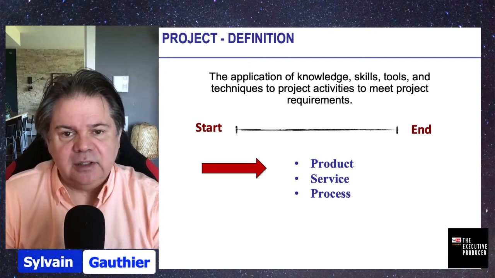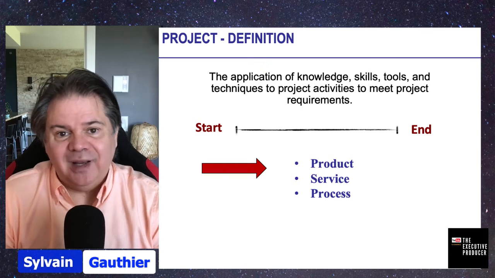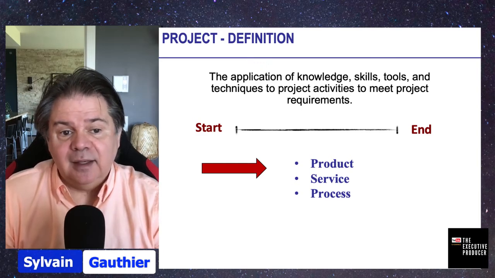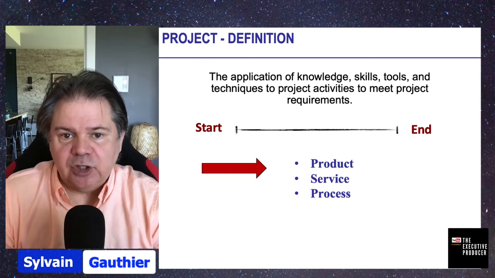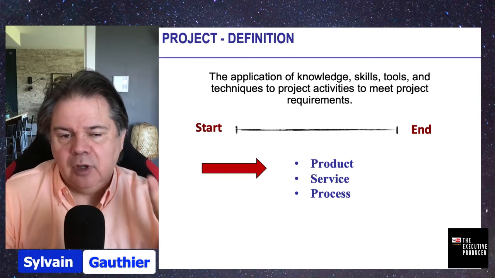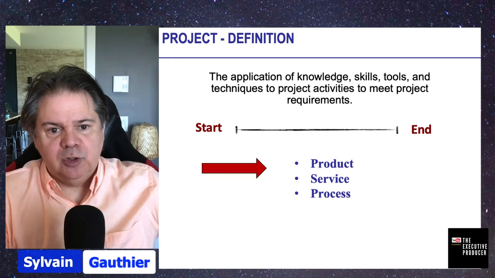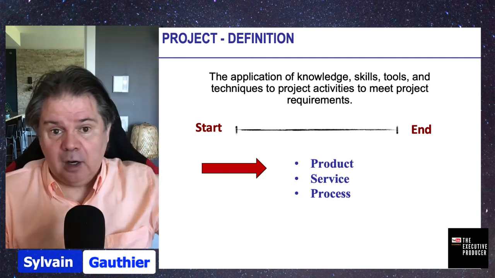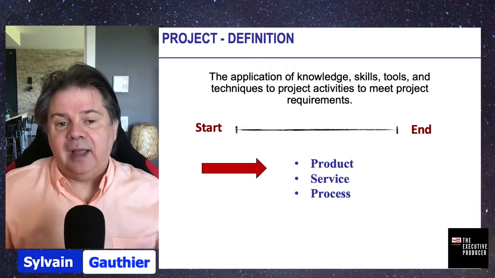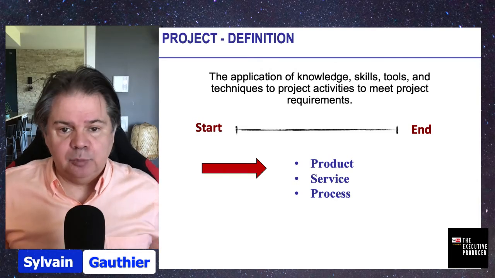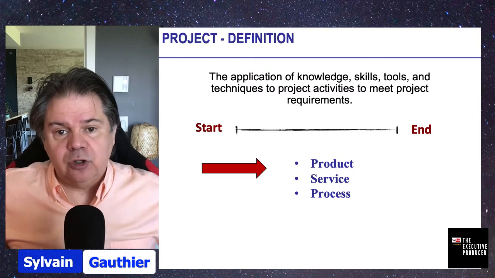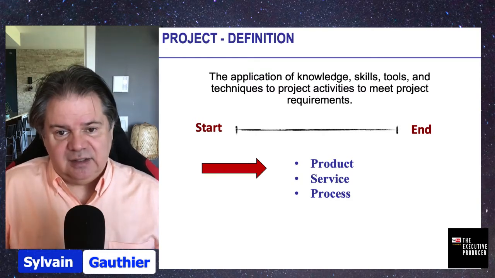But first, let's get into the definition of what a project is, which is the application of knowledge, skill, tools, and techniques to project activities to meet project requirements. So there's a notion that we target requirements. We try to meet that, and therefore we will identify our scope, our work packages, but also the activities to produce these work packages. And for that, we will need some resources attached to these activities.